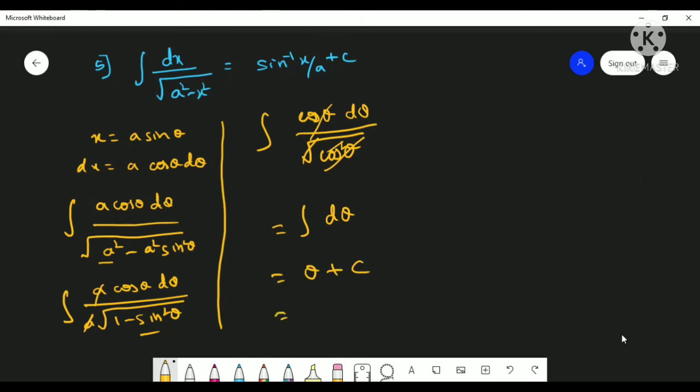Now, from which can we find the theta value? That is x by a is equal to sin theta. Then the theta value is equal to sin inverse x by a. Then theta is equal to sin inverse x by a, then plus c. Be careful. The integration of dx by root a square minus x square is equal to sin inverse x by a plus c. Now let me move on to the sixth one.